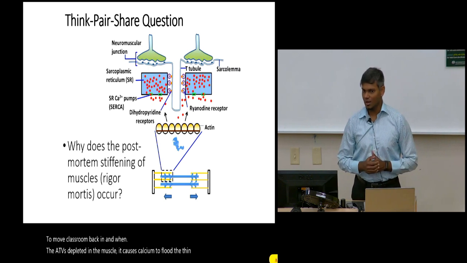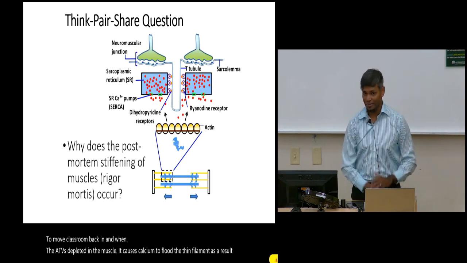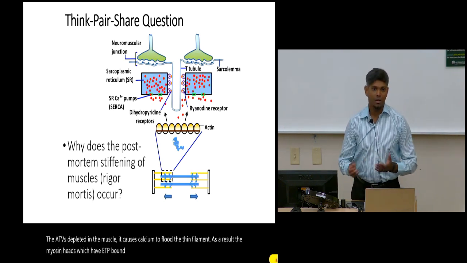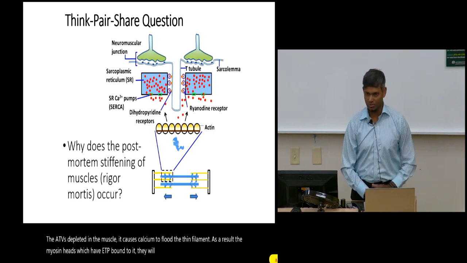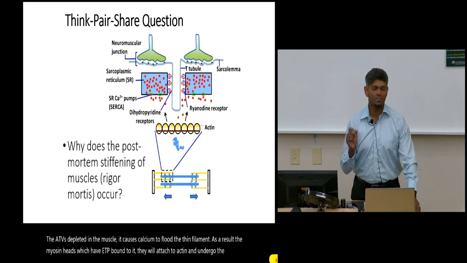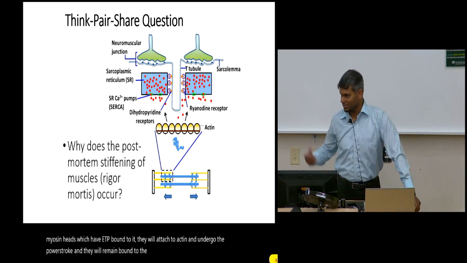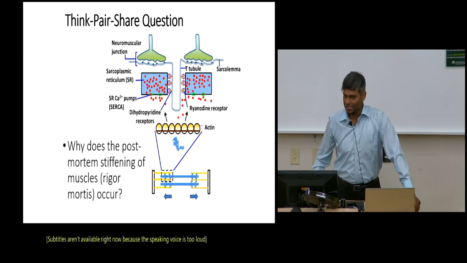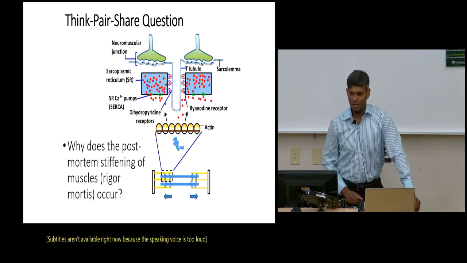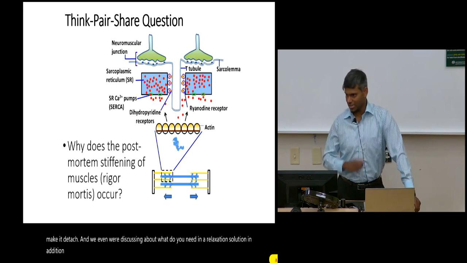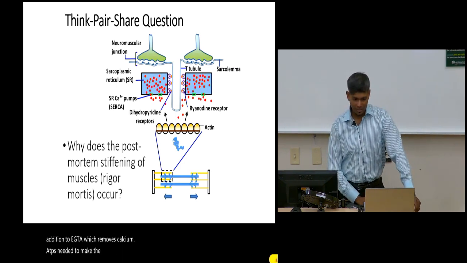As a result, the myosin heads which have ATP bound to it will attach to actin and undergo the power stroke, and they will remain bound to the thin filament because there's no ATP to make it detach. We even were discussing what you need in a relaxation solution in addition to EGTA, which removes calcium. ATP is needed to make the muscle relax. Is this clear, folks? Why rigor mortis happens?